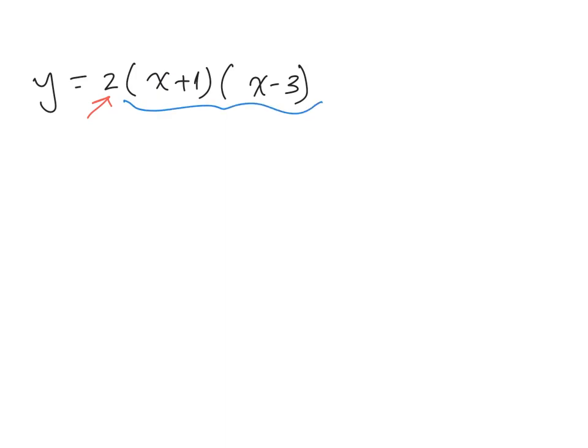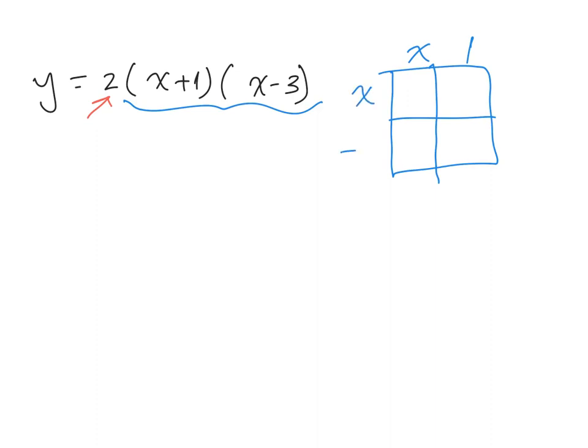And like previously, we're going to multiply the binomials together. So just like before, we use the area model. x, 1, x, -3. And so we multiply. X times x is x squared. 1 times x is x. X times -3 is -3x. And 1 times -3 is -3.